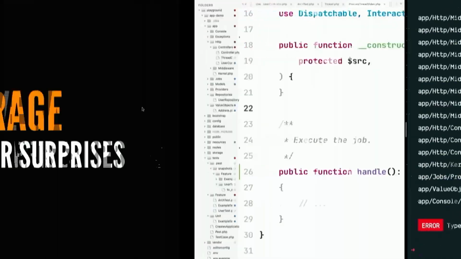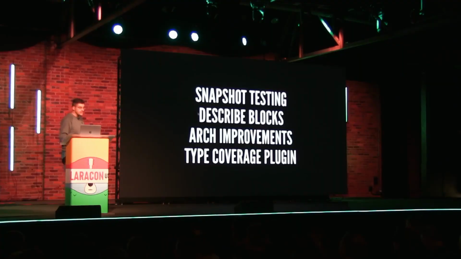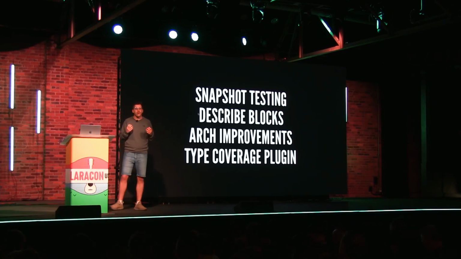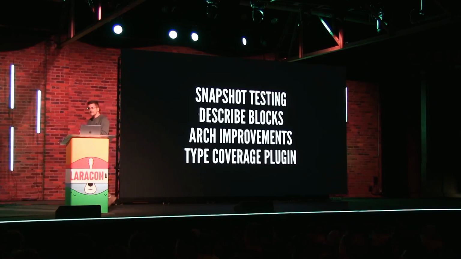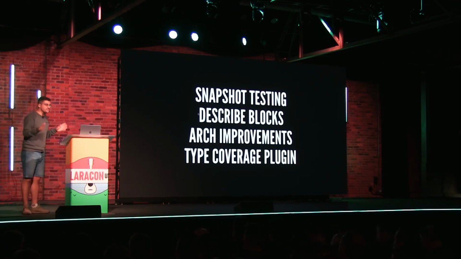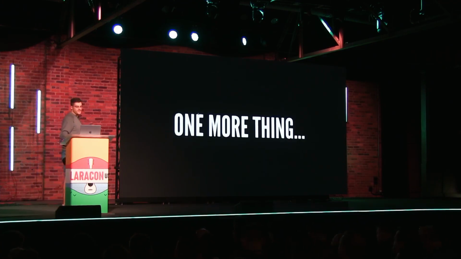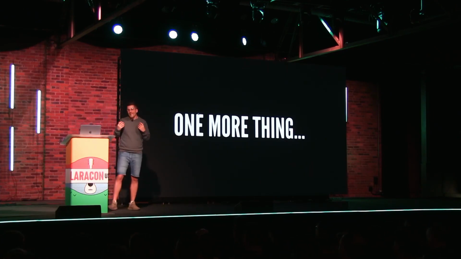All right, so far we have seen snapshot testing, describe blocks, architectural improvements, but also the new type coverage plugin. For me, all these features would have made a great Pest V3 release. However, we are going to get this stuff for free just by typing composer update. This is my first Laracon, so I really wanted to make this one special. Yeah, so there is one more thing.